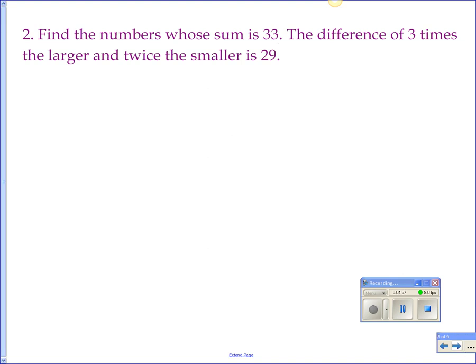Chad, how do you think I would do that part? How do I set that up? Numbers whose sum is 33. What's sum mean to do? Add, so I'll put a plus. Very good, Chad. X plus y equals 33. So that's what it means by the sum, the numbers whose sum is 33. Okay? All right. For the next one, it says the difference.